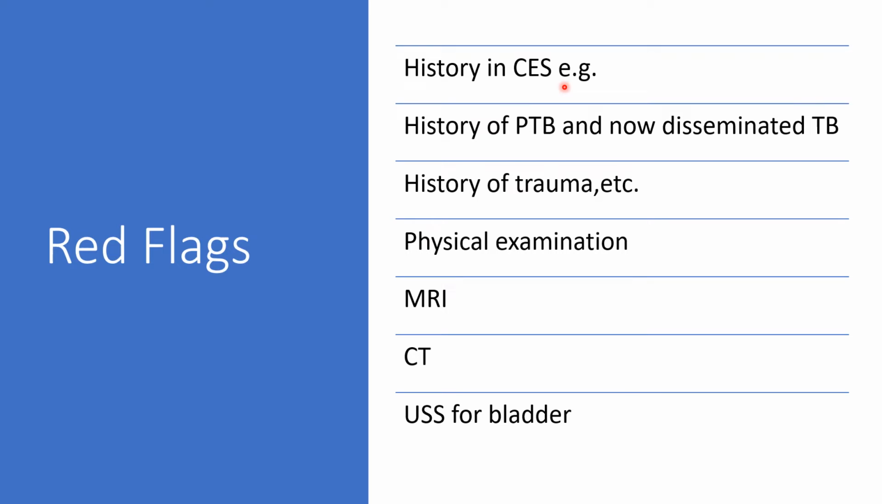The history here, in Cauda Equina Syndrome, will be that there's a history of pulmonary tuberculosis that has now disseminated, leading to Pott disease, or a history of trauma, pregnancy, or autoimmune conditions, and so on. Then there will be physical examination, and then magnetic resonance imaging will be the best diagnostic procedure. CT and ultrasound to check the bladder because there will be urinary incontinence.